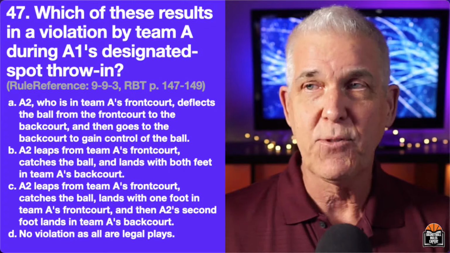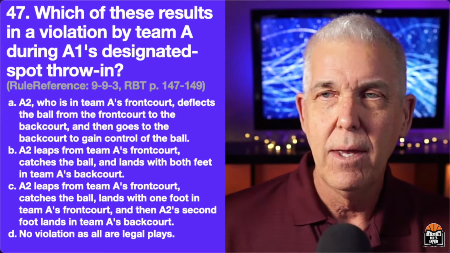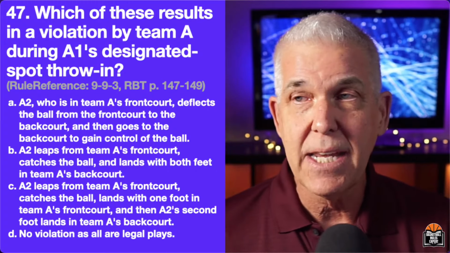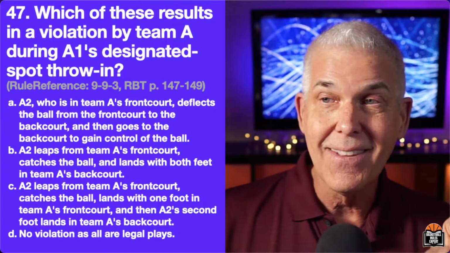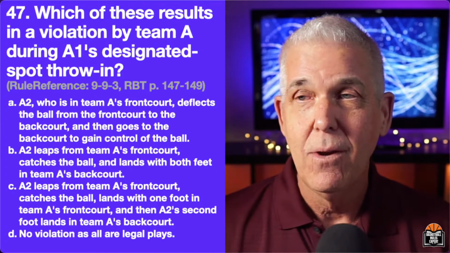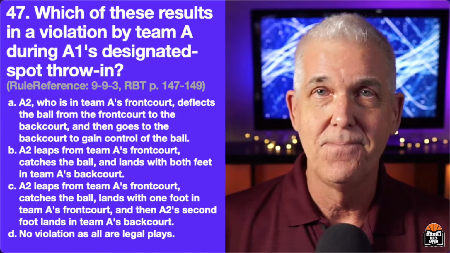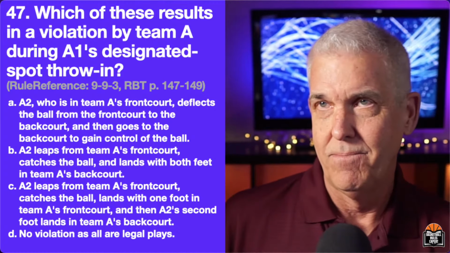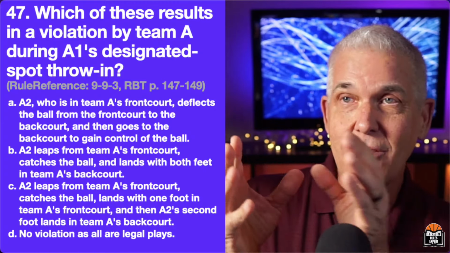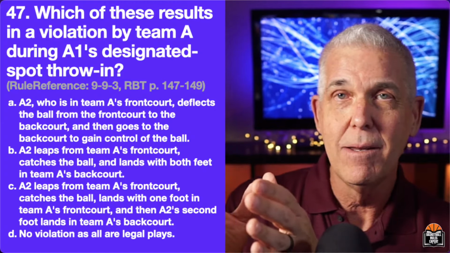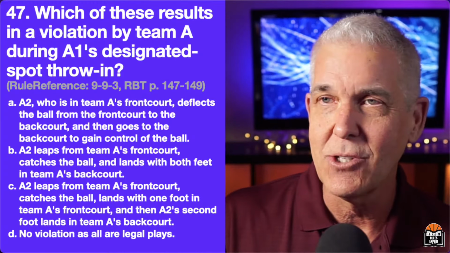B, A2 leaps from Team A's front court, catches the ball, lands with both feet in Team A's back court. C, A2 leaps from Team A's front court, catches the ball, lands with 1 foot in the front court, and then the second foot lands in the back court. Or D, no violation, as all are legal plays. So, our rules question says violation during a designated spot throw-in, but of course none of these would be a throw-in violation. The question is there a backcourt violation on these plays?